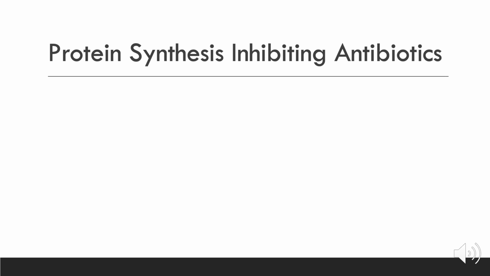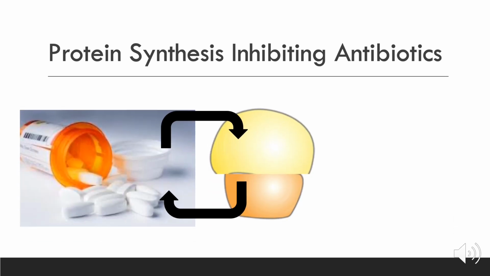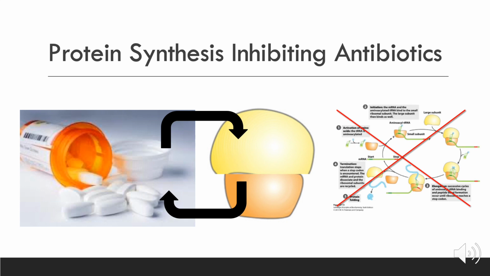There are many different ways that antibiotics can interact with ribosomes to inhibit bacterial protein synthesis and therefore cellular function, because the ribosome is involved in all steps of protein synthesis. One class of antibiotics that inhibits ribosomes that we are going to focus on is tetracyclines.